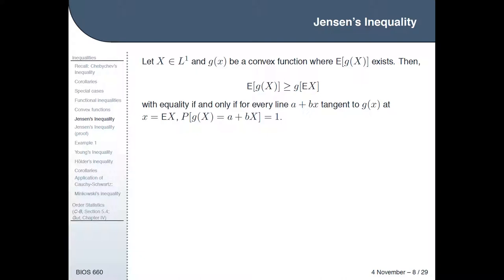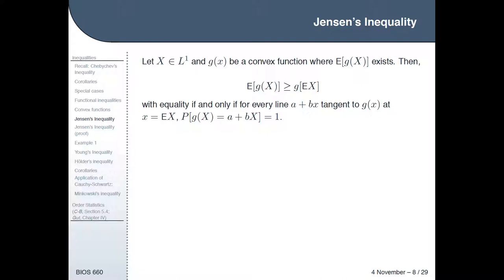But I'm rambling. For the purposes of this class, the reason we care about convex things is because of this inequality called Jensen's inequality, which says basically if X is in L1, i.e.